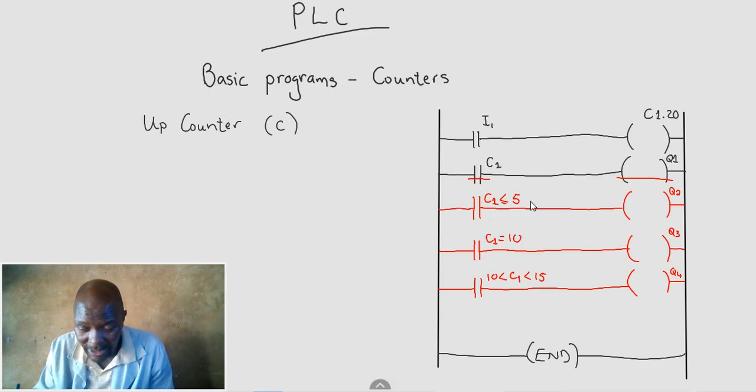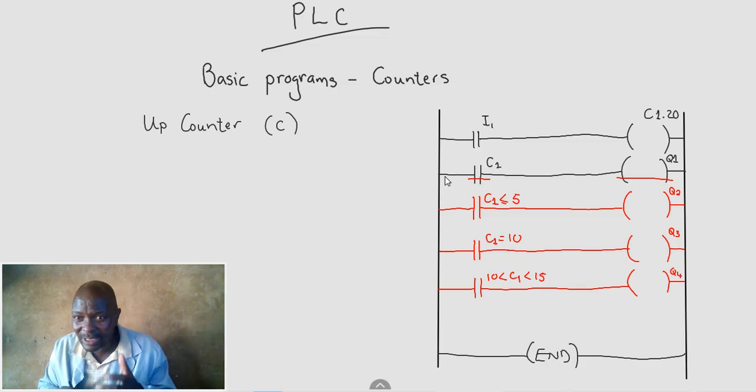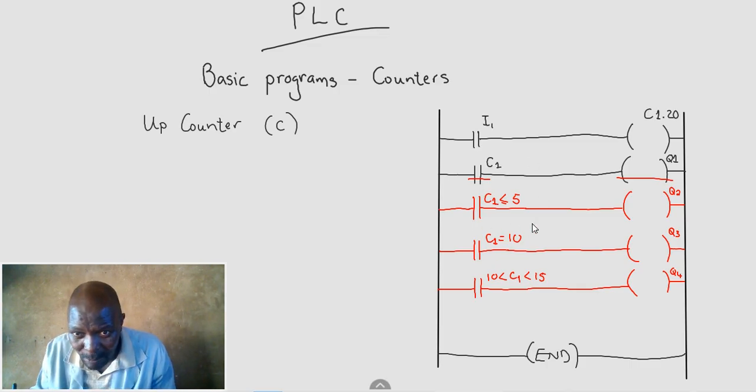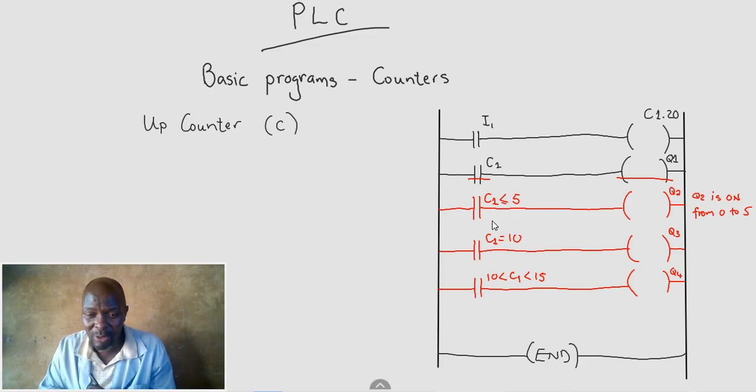So now, what happens here is, if we engage, whether it's a sensor or whatever, if you engage I1 1 time, 2 times, 3 times, 4 times, 5 times, while it's below 5, Q2 is on. It is on from 0 to 5. Why 0 to 5? Because the equal sign accommodates the 5. Okay, that is how our comparators work.